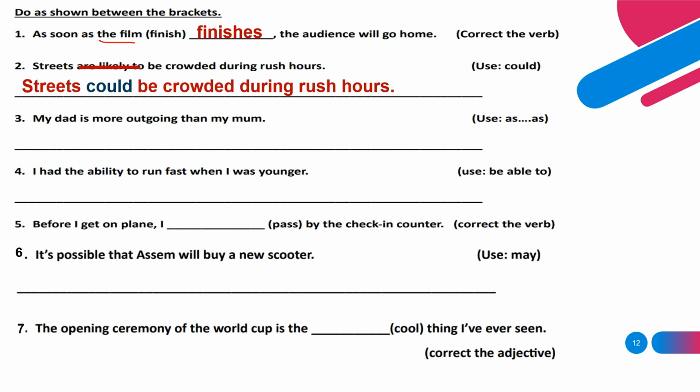My dad is more outgoing than my mom. راح أستخدم as لكن راح يكون فيها نفي ليس مثل الجمل السابقة. Why? Because they are not the same. They don't have the same quality للadjective outgoing. فبالتالي my dad راح أشيل more راح أشيل than وراح تصير الجملة كالتالي: my mom isn't as outgoing as my dad.